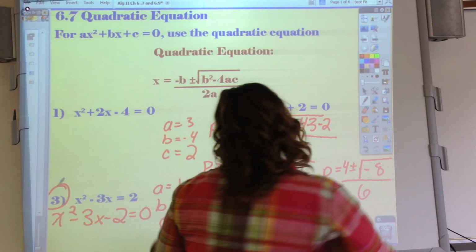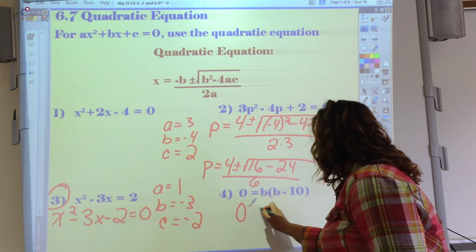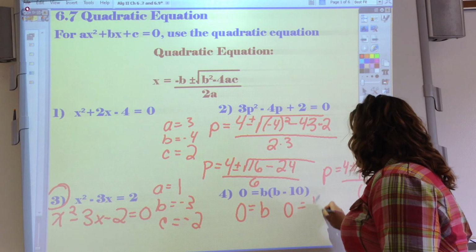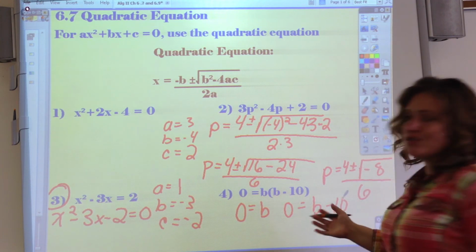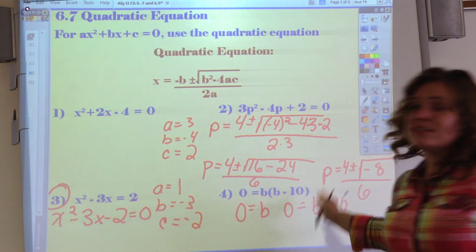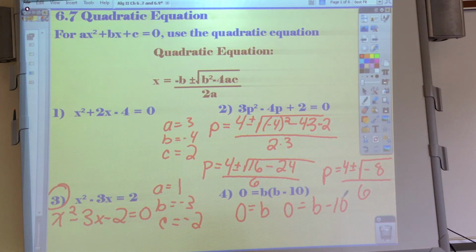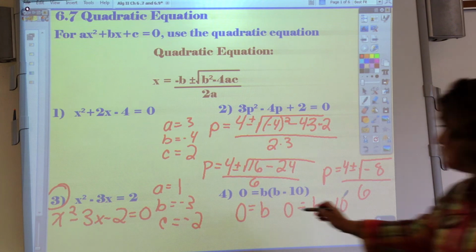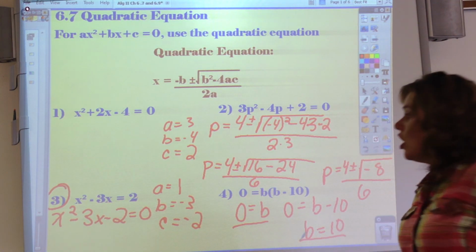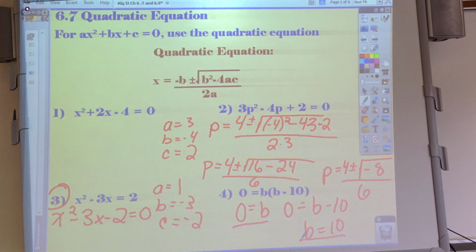Number 4, if I'm in this stage, first I would need to set up each factor equal to 0. Don't we notice that here, we don't have to use this quadratic formula at all. This is already fully factored equal to 0. Set up each factor equal to 0 and solve. Here b equals 0 or b equals 10. All right, bring in number 3 and I will see you tomorrow.